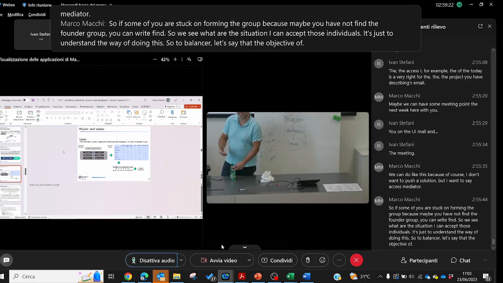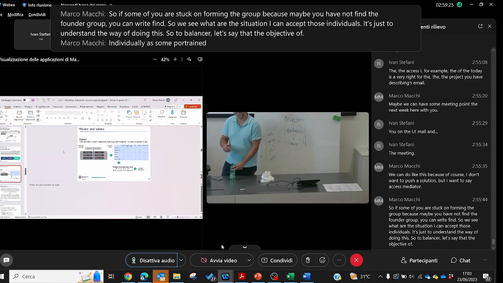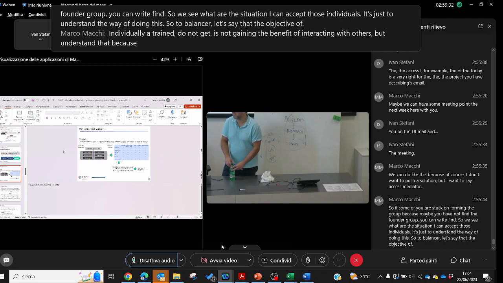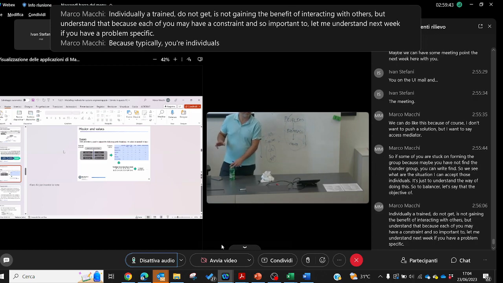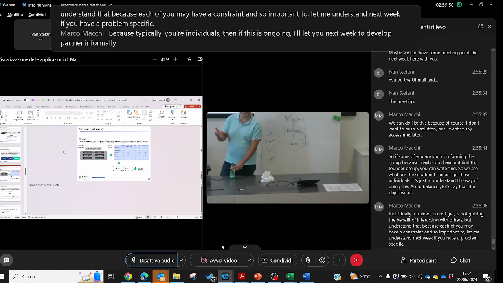Doing individually has some constraint. It is not gaining the benefit of interacting with others, but I understand that, of course, each of you may have a constraint, and so it is important to let me understand next week if you have specific problems, because typically you're individuals, tell me. If this is ongoing, I'll let you next week to develop further. Informally, let me say, you can also communicate the group by mail, so I know that the group has been formed.